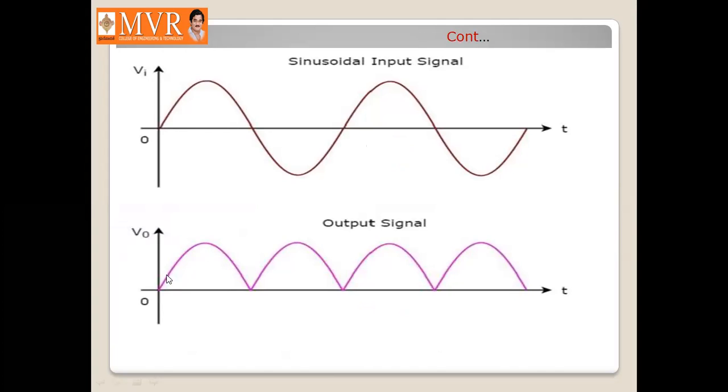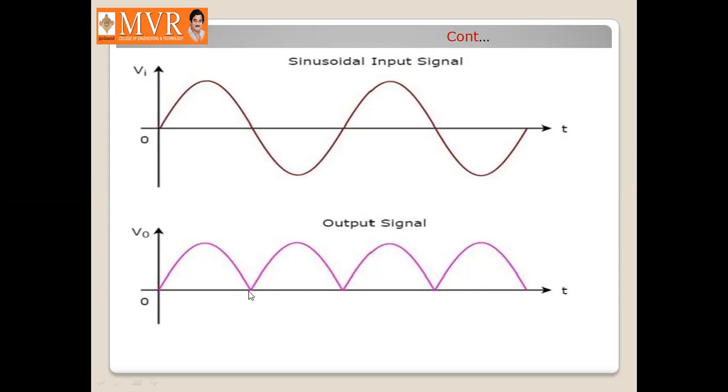The output of this full wave rectifier is the positive half cycle only. We are getting only positive excursion. So we are making bidirectional current into unidirectional current. This is the operation during the positive half cycle of our sinusoidal input signal.